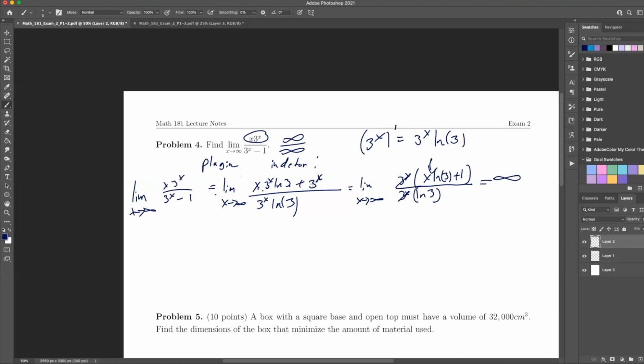then 3 to the x. Does that make sense? So here I have f equal to x and g equal to 3 to the x. So this would be f g prime, and then this is f prime, which would be 1 times g.